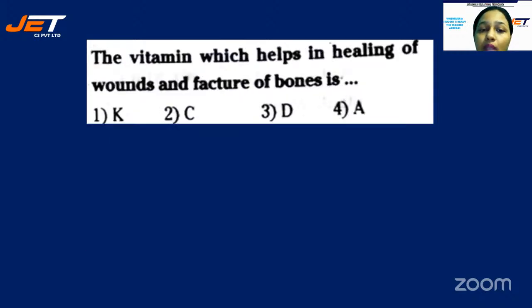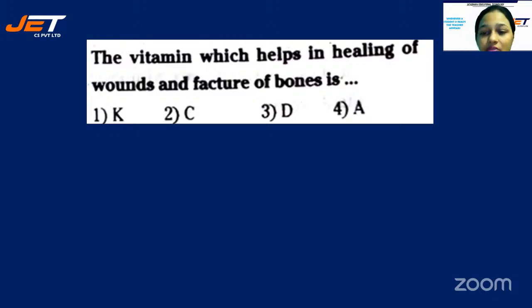Next question. The vitamin which helps in healing of wounds and fracture in bones is, and your options are number 1, vitamin K, number 2, vitamin C, number 3, vitamin D, or number 4, vitamin A. The vitamin which helps in healing of wounds and fracture of bones. K, C, D, or A?